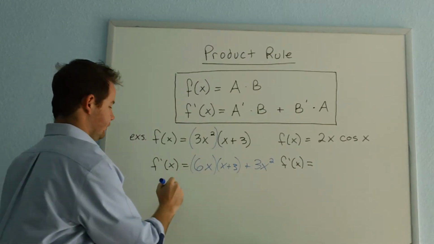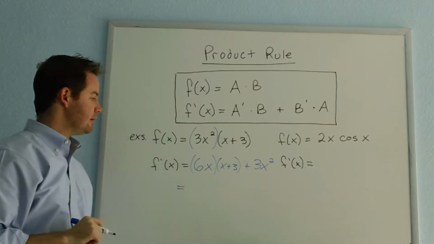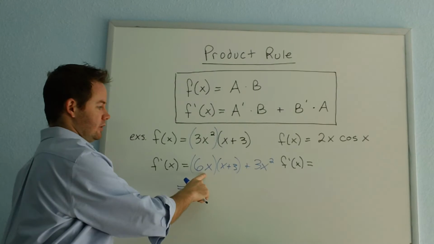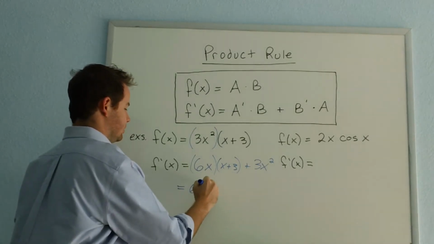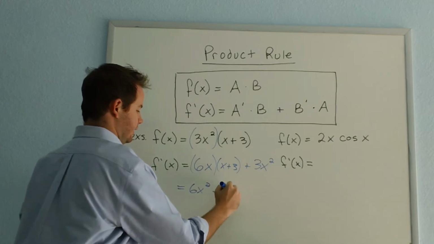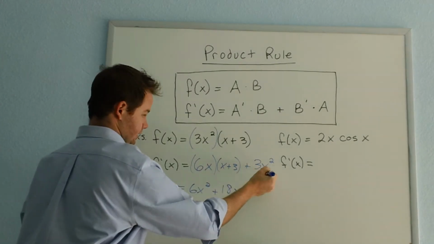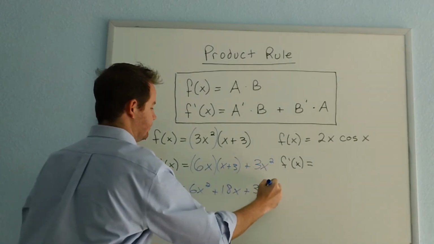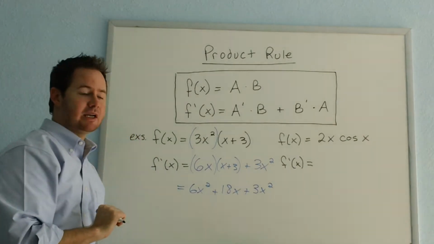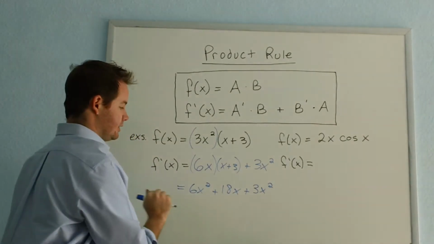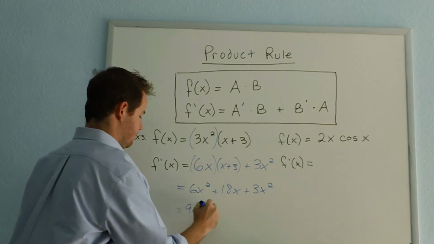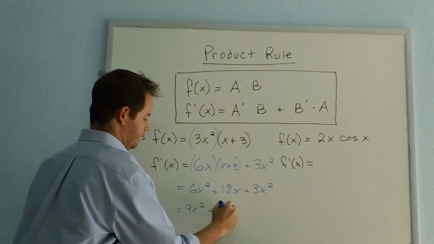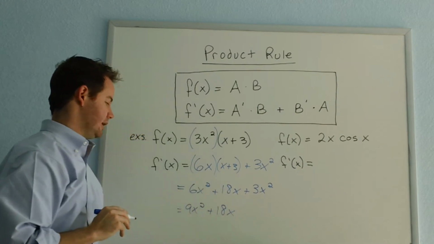Now, in order to fully solve our answer, we have to simplify. We distribute 6x times x plus 3, giving us 6x squared plus 18x, plus our 3x squared from above. Here we combine like terms. 3x squared and 6x squared give us 9x squared. And we're left with 9x squared plus 18x.